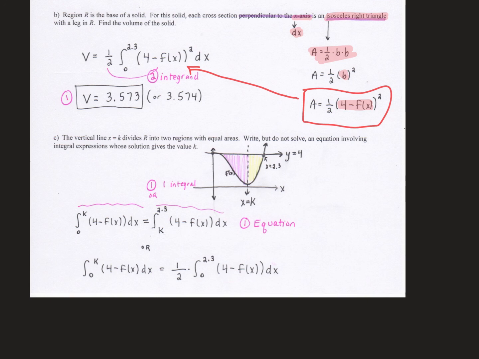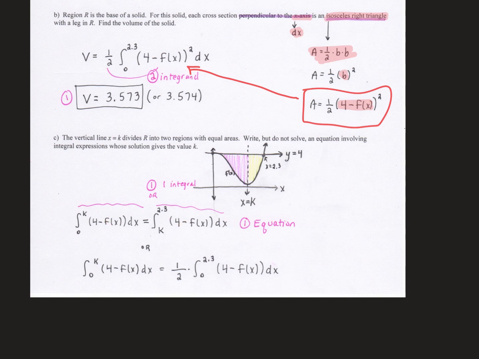And I want that to equal the area of the yellow region, which picks up at k and runs all the way to an x value of 2.3. So from k to 2.3. And again, upper minus lower is the same, 4 minus f of x. So that would be my equation. If you have one or the other of these integrals, you're going to earn a point, and then to set them equal to each other, you can earn that second point.